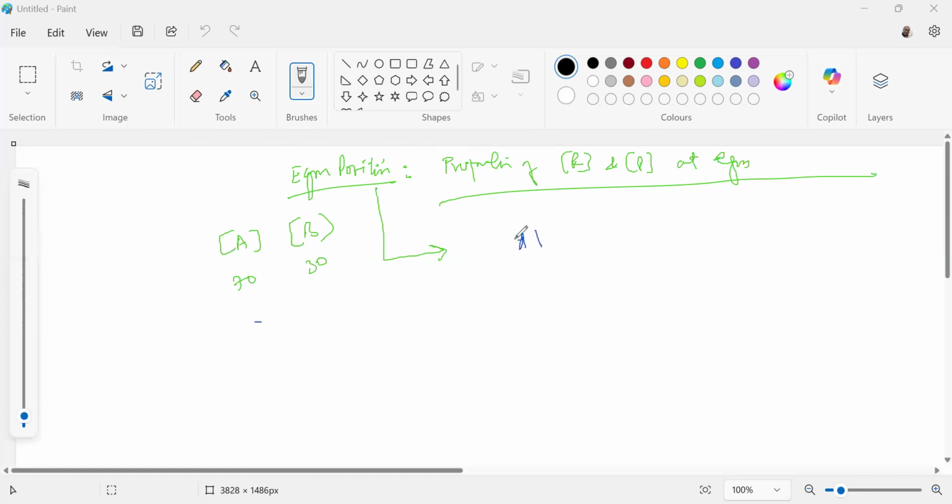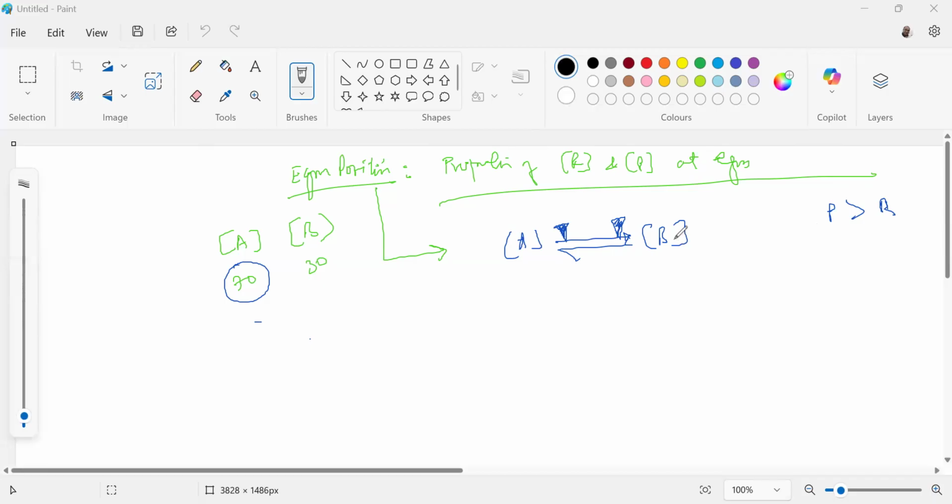Suppose you're having A goes to B, and B goes to A. Now you have to understand that if the reactant concentration is more, the equilibrium position will be lying towards the reactant. If the product is greater than the reactant, the equilibrium position will be towards the product, and the product will be more in the equilibrium mixture.